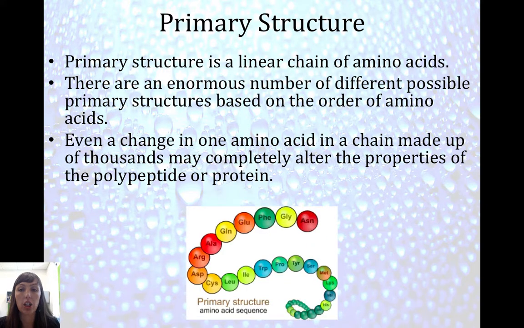Primary structure is a linear chain of amino acids. So again, what amino acids are in there and what order are they in? There are an enormous number of different possible primary structures based on the order of amino acids. Even a change in one of them can completely alter the properties of the polypeptide or protein.